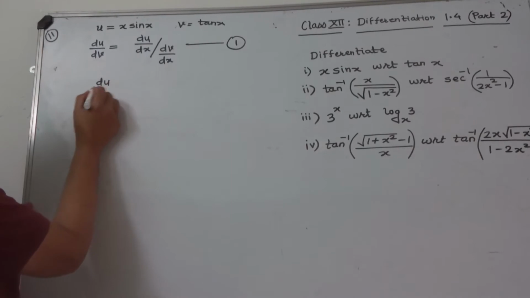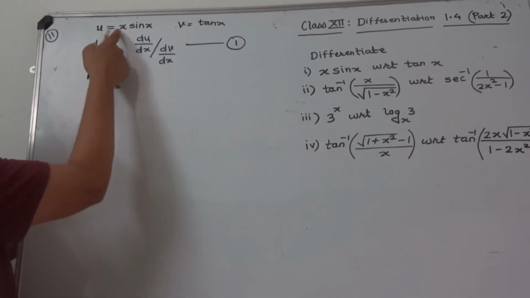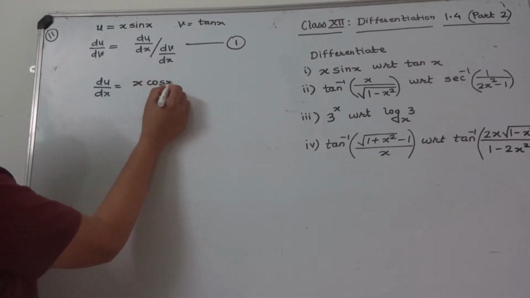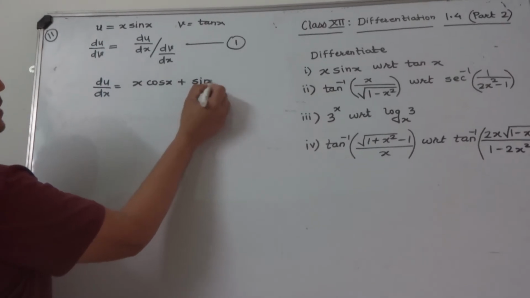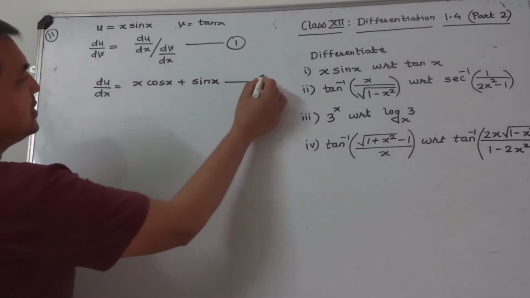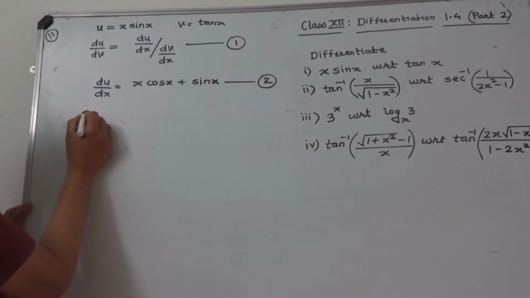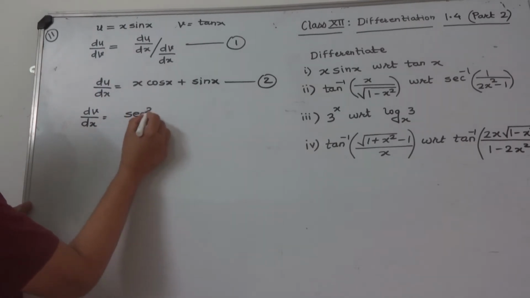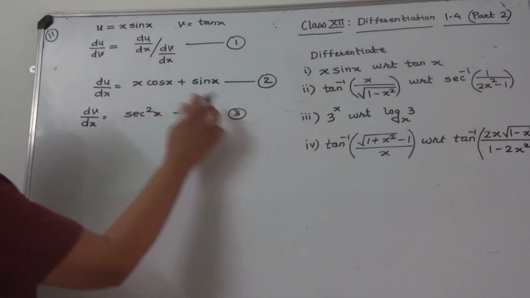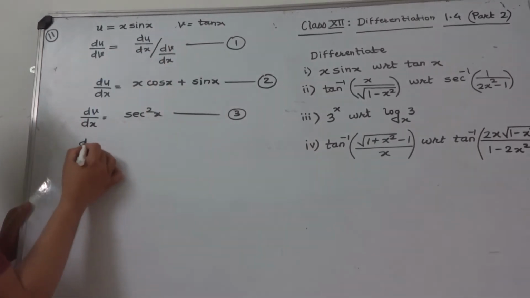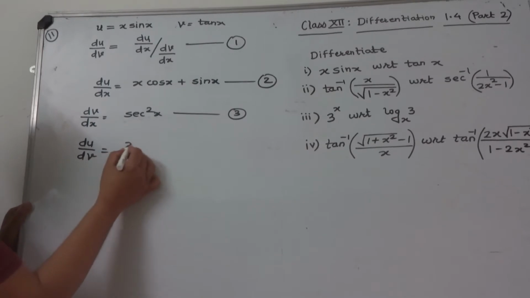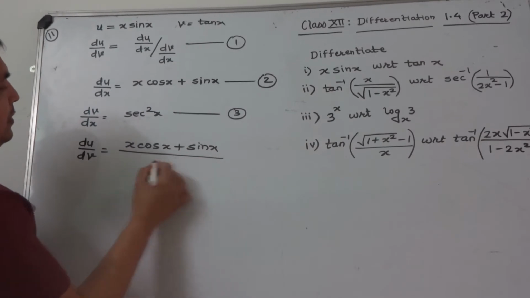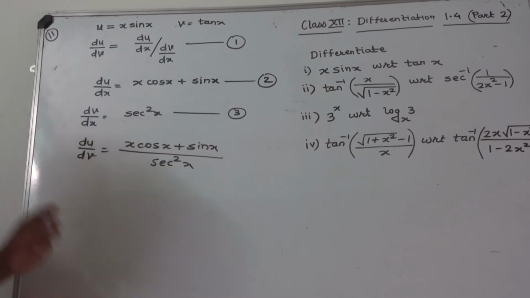So what is du by dx? It is x sin x, product rule, u into v. So it is x times derivative of sin x, which is cos x, plus sin x into derivative of x, which is 1. So this is number 2. And dv by dx we can write as derivative of tan x, which is sec square x, number 3. Then using 2 and 3 in 1 we can write du by dv equal to x cos x plus sin x upon sec square x, and this is the answer.